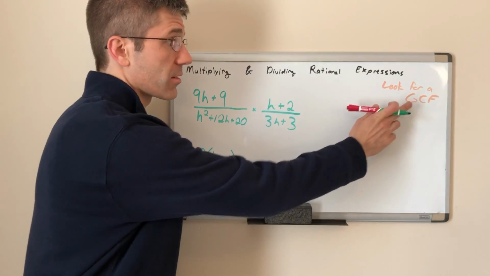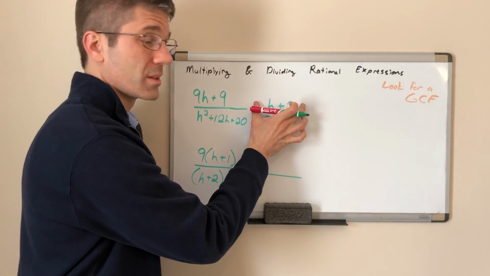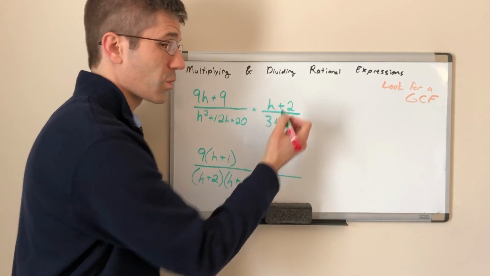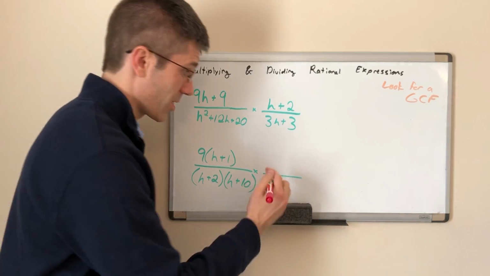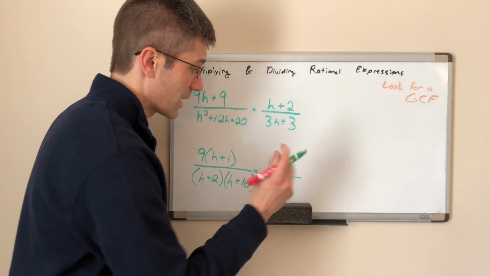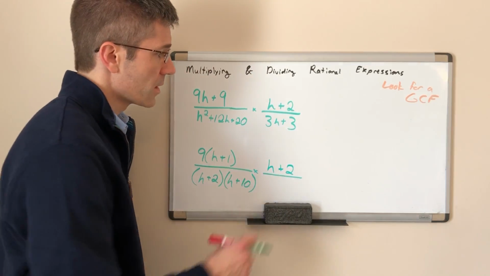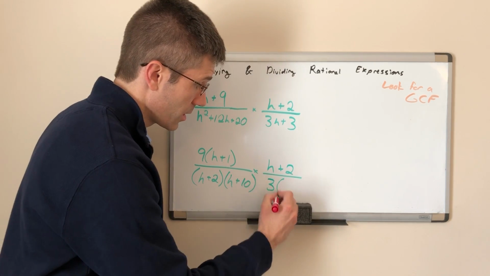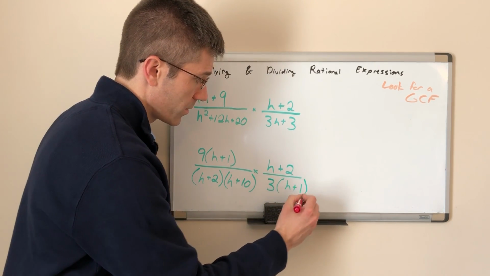Up here, is there a greatest common factor? No. Is there anything I can do to factor that any further? Because this is not squared, I'm kind of out of options right now. Because it's linear, it's h to the first. Is there a GCF here? Yeah, it's 3, and that gives me h plus 1 here.